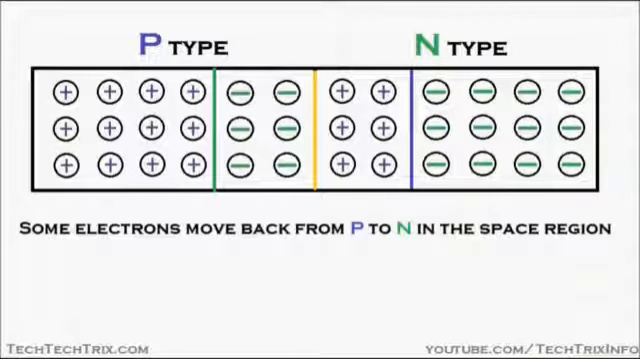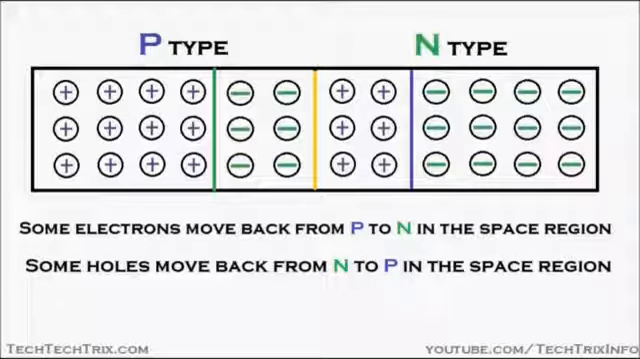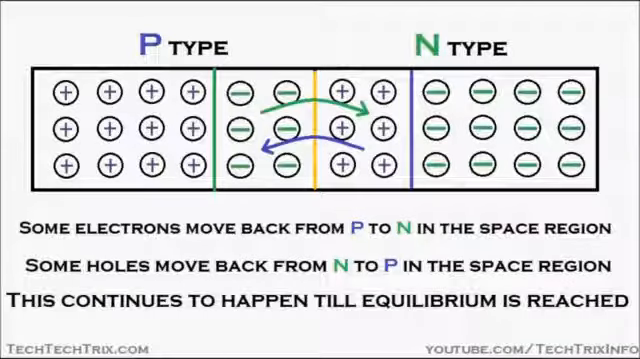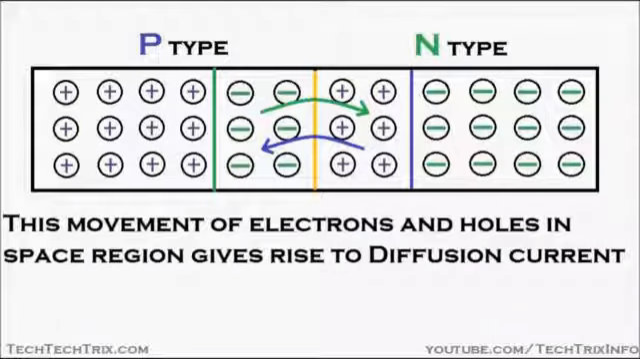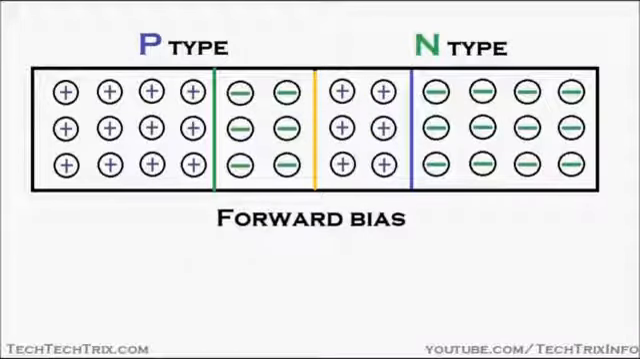Some electrons move back from p to n in this space charge region, and some holes move back from n to p in this space charge region. So it moves back also, and this continues to happen till an equilibrium is reached at this region. This movement of electrons and holes in the space charge region gives rise to a current, and this current is called diffusion current. Now let's see forward bias.